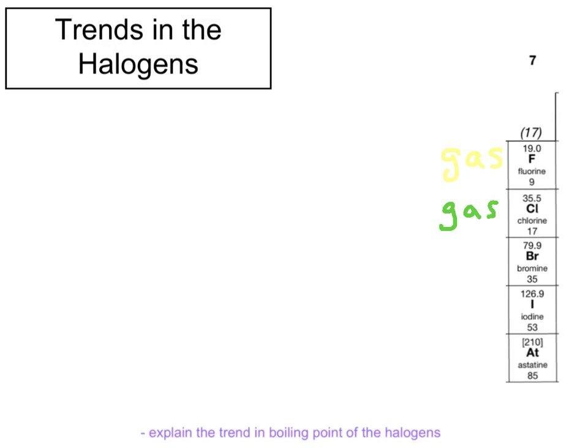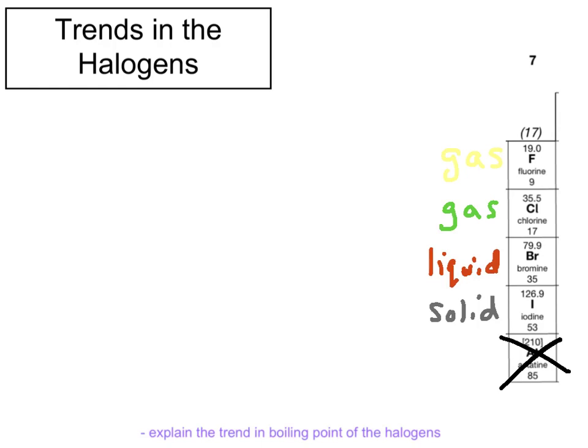Bromine is an orange liquid, or an orangey browny liquid. Iodine is a grey solid. Astatine, however, is radioactive, and so it's very difficult to know what it looks like. It's probably a solid, but it breaks down. It has a half-life of about 8 hours, and so we don't really have to worry about astatine in this trend, to be honest. I'll just cross that out at the bottom.